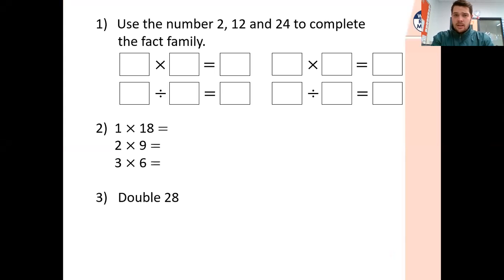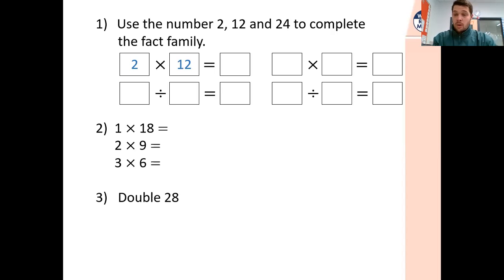Use the numbers 2, 12 and 24 to complete the fact family. So something times something equals another one. Is it going to be 24 times 2 equals 12? Have a think about it. And then you have a couple of quick questions to answer there. So pause the slide and find the answers on the next page.